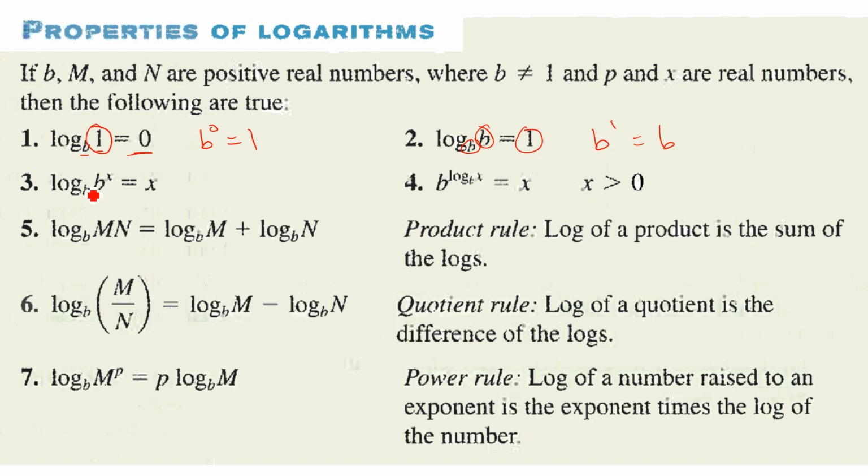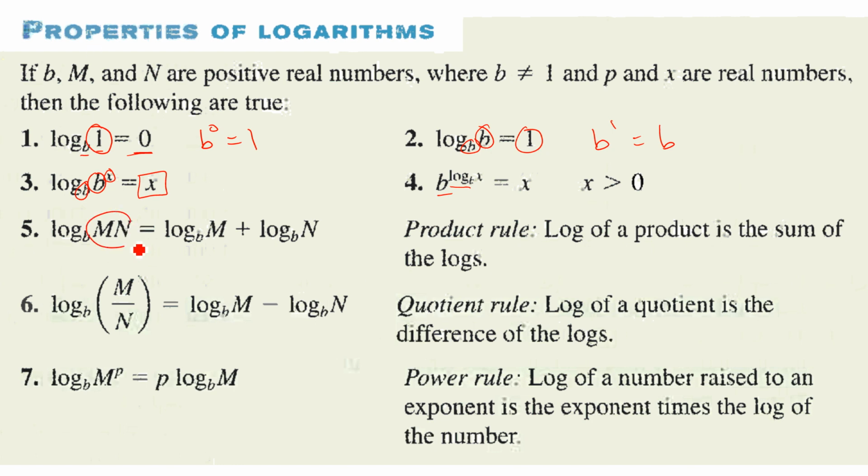All right, in the logarithm, if the base and the exponent are the same, they're going to cancel out, and the x will be all that's left. So we're left with the x here. And this works in both directions. b to the log base b of x just equals x. Okay?